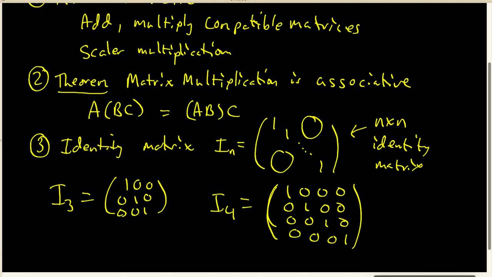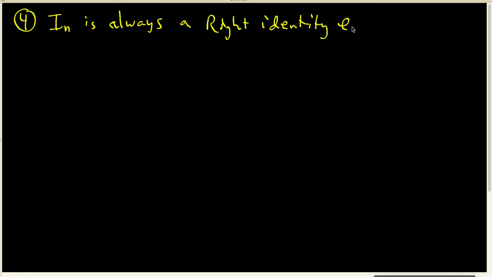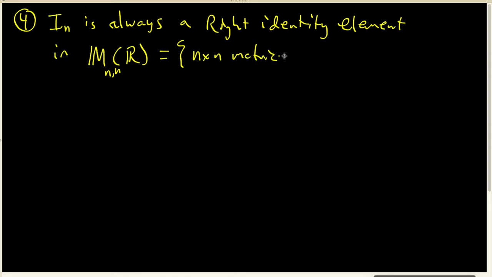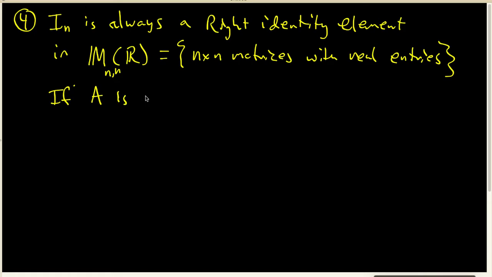Let's see, continuing our list of topics. The fourth thing that I want you to know is that the identity matrix is always a right identity element when we are dealing with the set of n by n matrices where their coefficients are pulled from the real numbers. So this set is the n by n matrices with real entries. And what I mean by I_n is always the right identity is pretty simple. If A is an n by n matrix, then it turns out that A times I_n will be A.